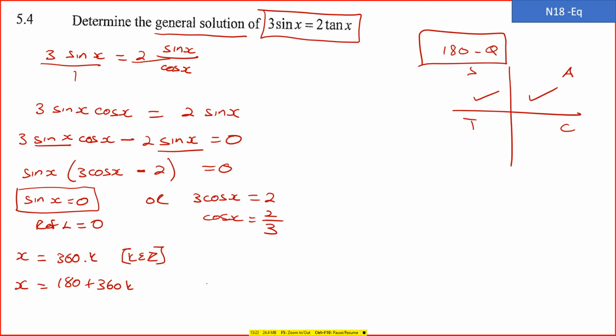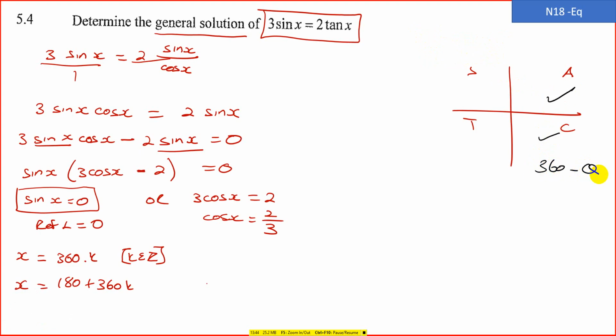On the other side, we have to do some work. You'll notice you've got cos x is equal to 2/3. And returning to our CAST diagram, we know that cos is positive in 1 and 4, and in 4 it's 360 minus theta. So using our calculators, we're going to say shift cos 2/3, and that will give us x to be 48.19 in quadrant 1 plus 360k.